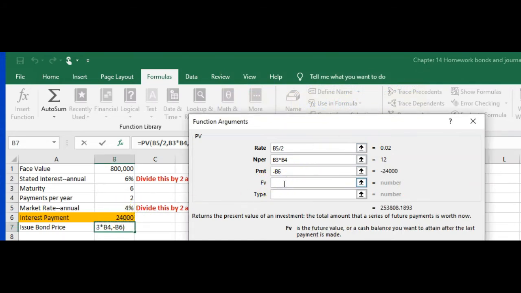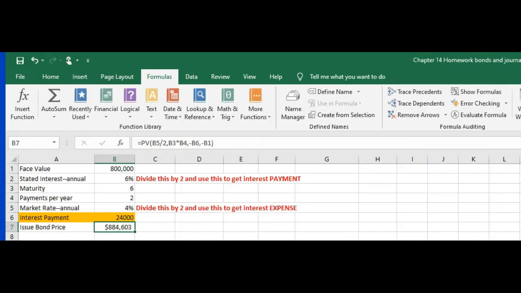Future value is also going to be a negative sign, and I'll put the principal amount there. The type I'm going to leave blank. It's an ordinary annuity. You could put a 0 in if you wanted to. That's rounded to 884,603. All right, so let's go to step 2, which is create the amortization table.